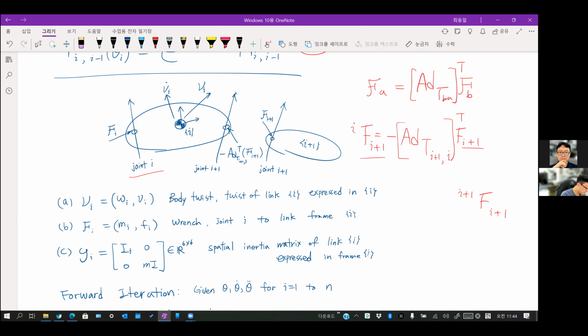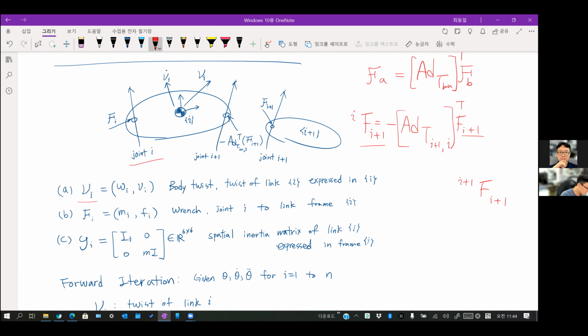So the twist I is body twist, and the spatial force is expressed based on the frame I. And G_I is the spatial inertia matrix of link I expressed in the frame I.